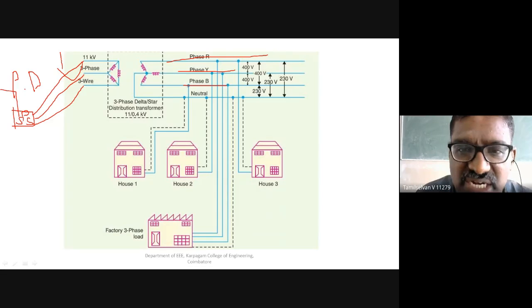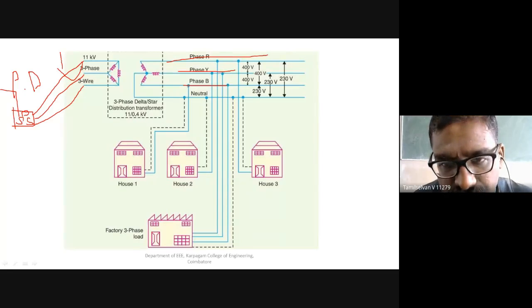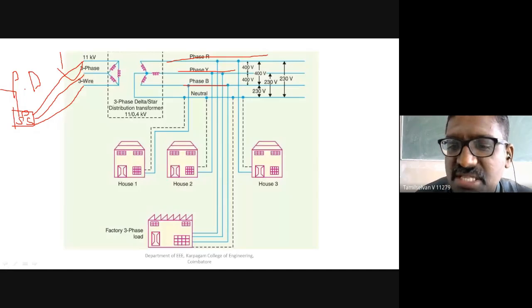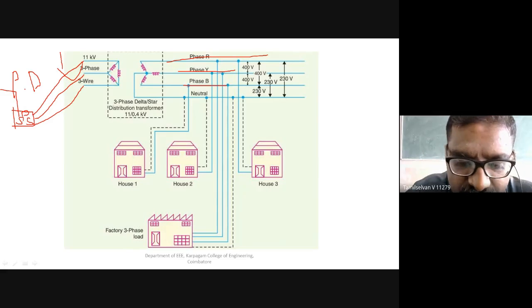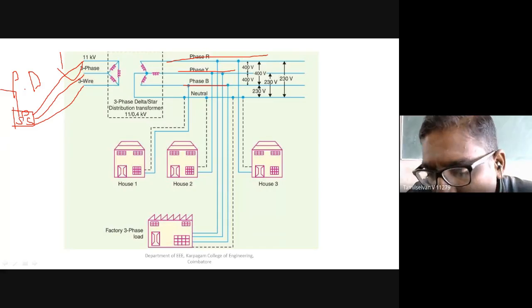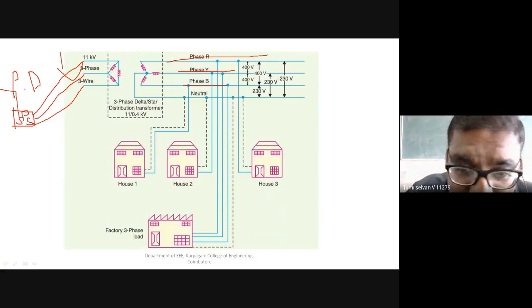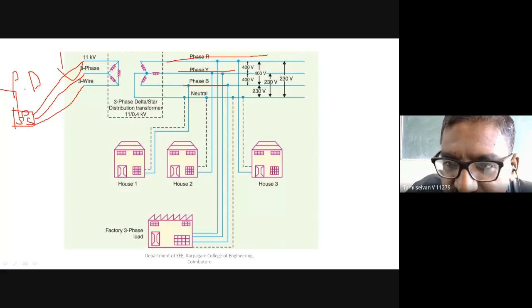So today's session we have started with our distribution system. Distribution system means where the power is going to be distributed to the consumers. That is going to be the main part of our power system. It means the distribution system is where it's going to distribute the power for local use. That is what is called our distribution system.